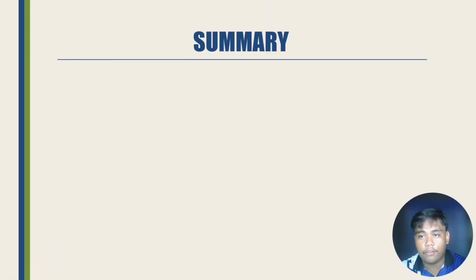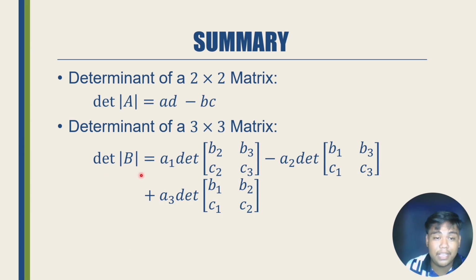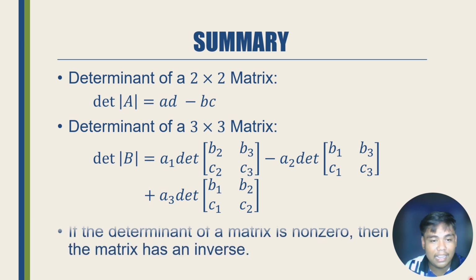So let's sum up all of our learnings from this video. We can get the determinant of a 2 by 2 matrix by this formula: the determinant of matrix A is equal to A times D minus B times C. And the determinant of the matrix B is equal to A sub 1 times the determinant of B sub 2, B sub 3, C sub 2, C sub 3, minus A sub 2 times the determinant of B sub 1, B sub 3, C sub 1, C sub 3, plus A sub 3 times the determinant of B sub 1, B sub 2, C sub 1, C sub 2. And lastly, if the determinant of a matrix is non-zero, then the matrix has an inverse. So I hope that you learned something from these lessons.